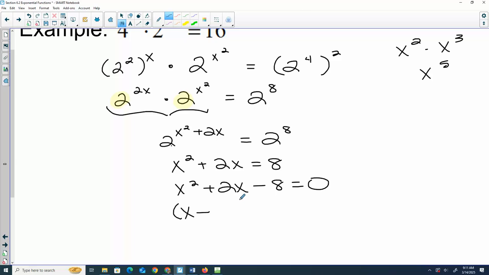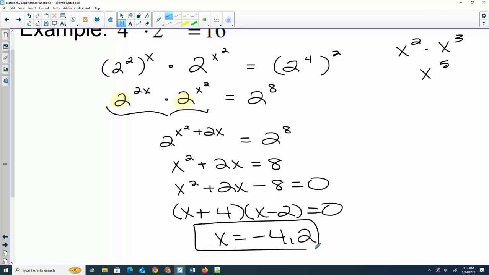So how does x squared plus 2x minus 8 factor? Plus 4, negative 2. And set those to 0, we get negative 4, positive 2. Is this one okay? Let's try a few more.